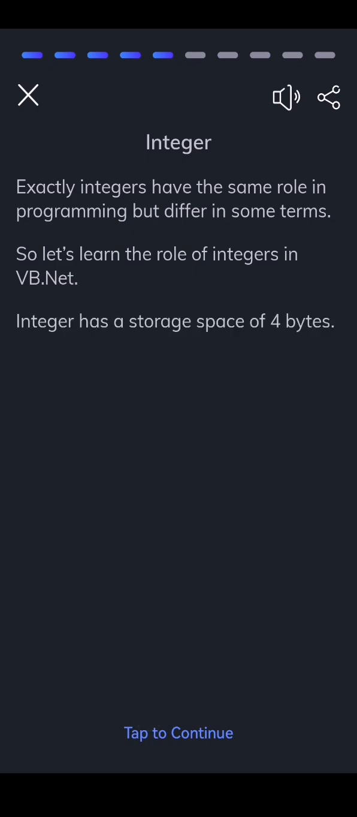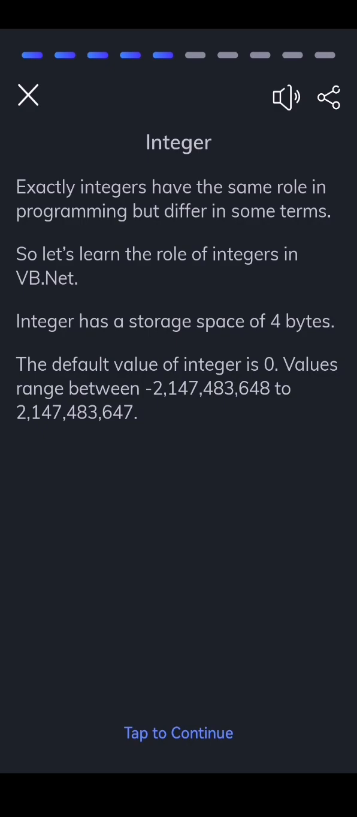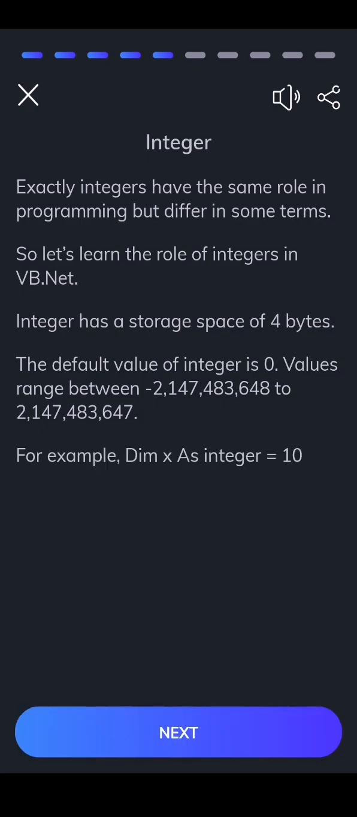Integer has a storage space of 4 bytes. The default value of integer is 0. Values range between -2,147,483,648 to 2,147,483,647. For example, Dim x As Integer = 10.